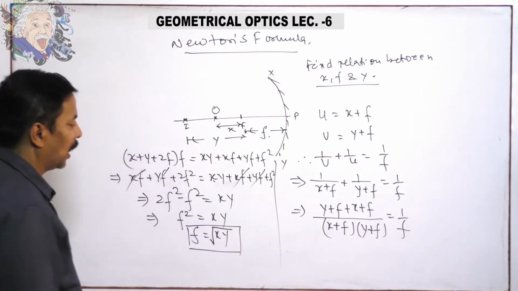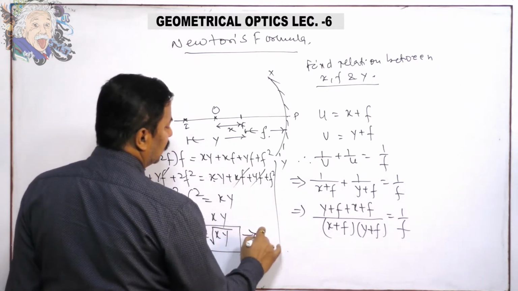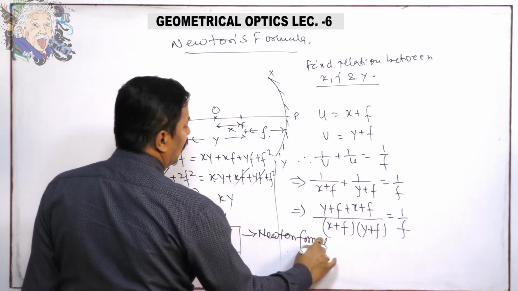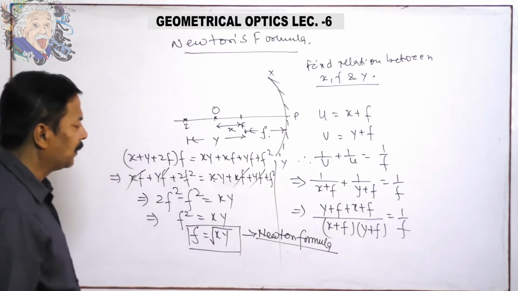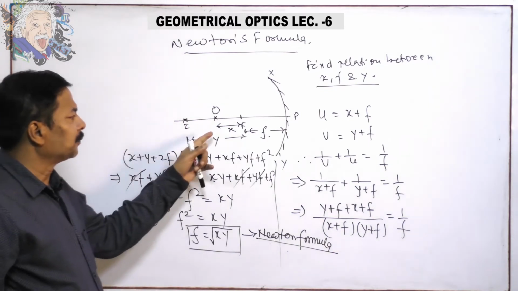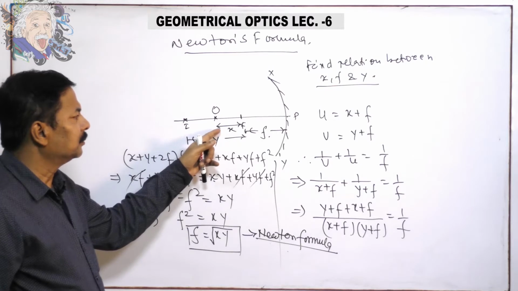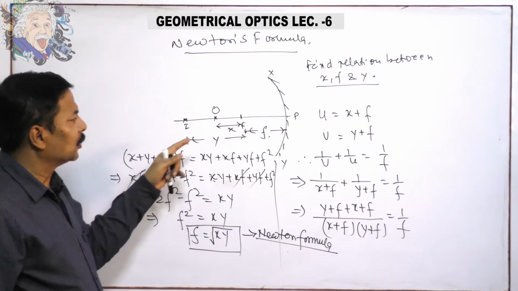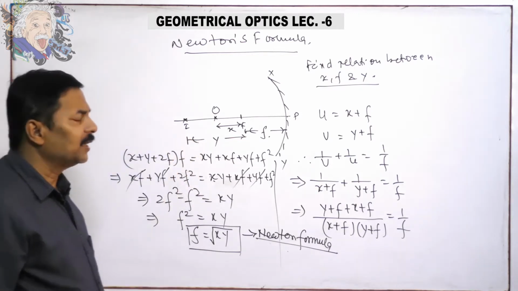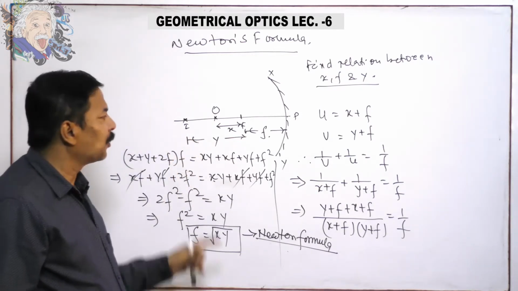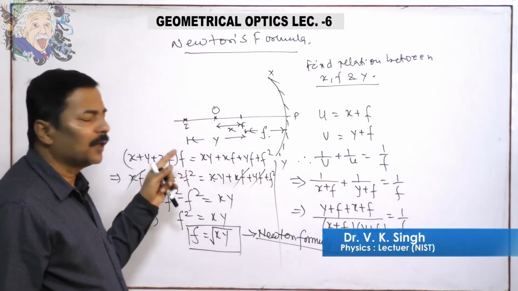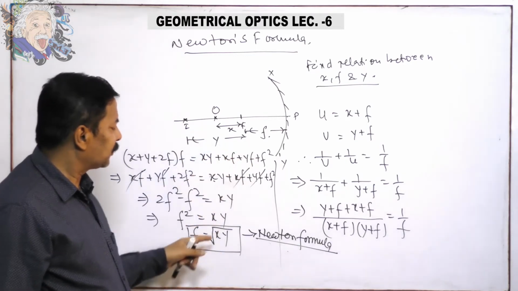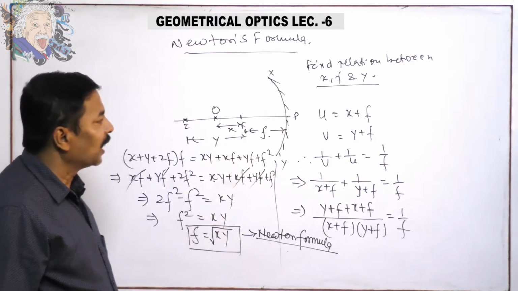This relation is basically Newton's formula. This is called Newton's formula. Many times we don't use this, because this is the distance we have measured from focus. So, if the distance of the object from focus is given in the question and the distance of the image from focus is given, then only we can use this formula, that f square is equal to xy, or f is equal to the square root of xy.